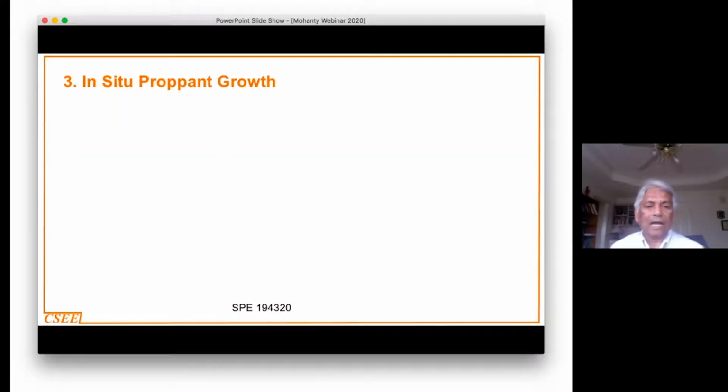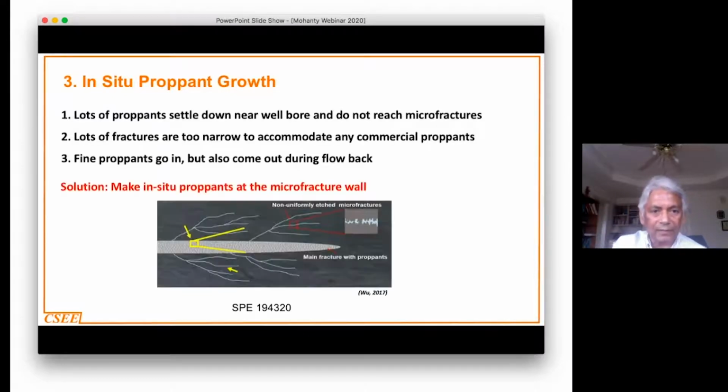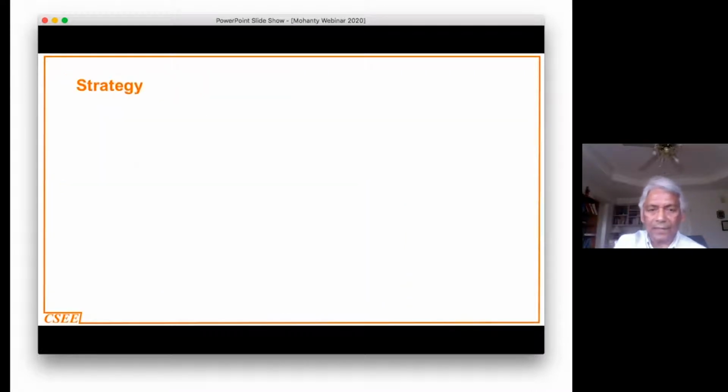All right, so now I'll come to my last story, in situ proppant growth. This is again addressing the same problem as we were addressing in the last one. This is just another way. Instead of using acids, you could use this technique. So again, the proppants don't get to the microfractures, but we want to have some proppants there. The way we are going to do it, we are going to inject some chemicals which react with the shale surface and make proppant in situ right there. Right? So this is the idea.